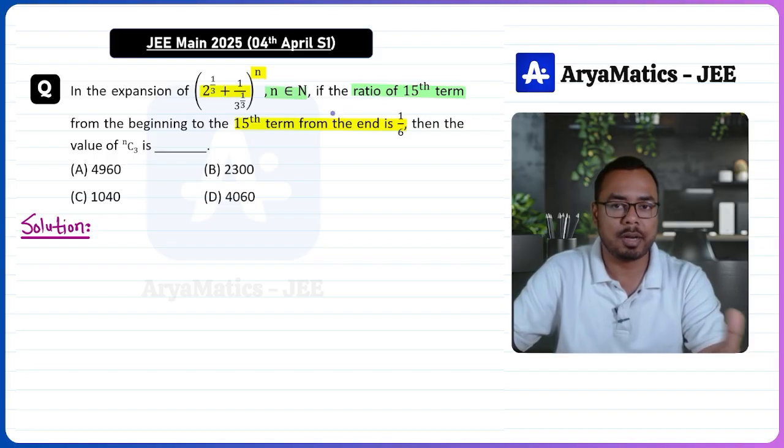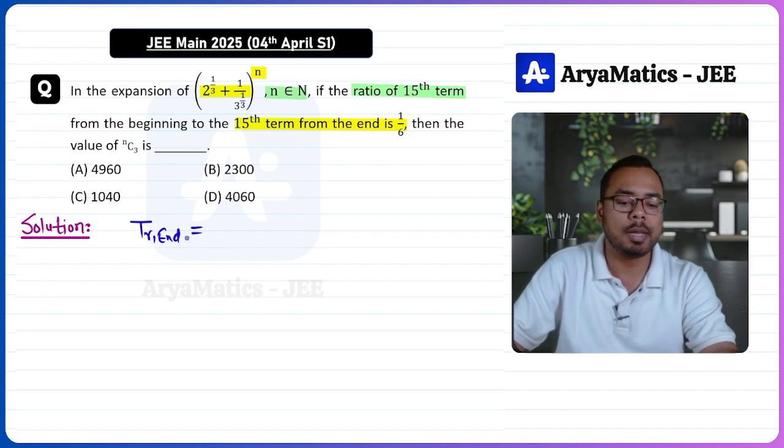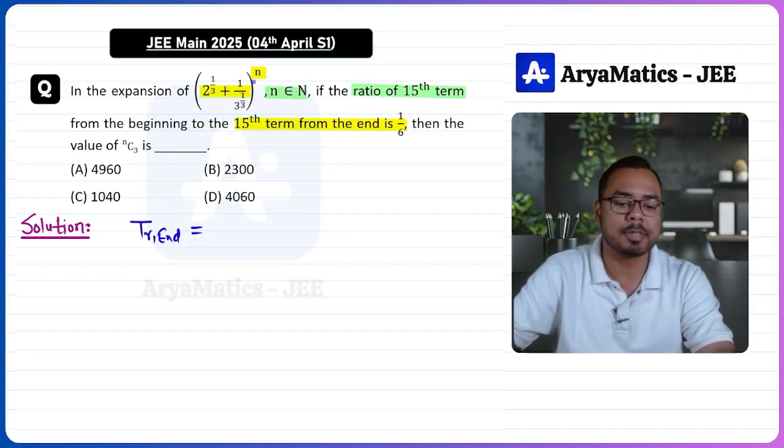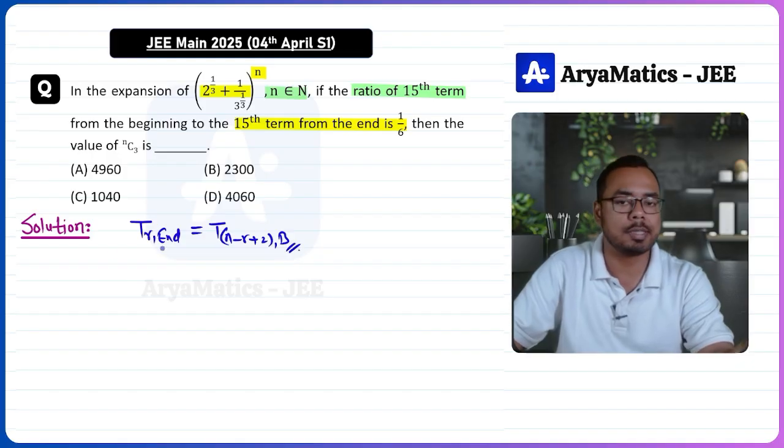If I need a particular term from the end in a binomial expansion, there are two ways of finding that. One general method is that if I need the rth term from the end in the binomial expansion of (a + b)^n, the total number of terms is n + 1. So Tr from the end will be T(n - r + 2) from the beginning.